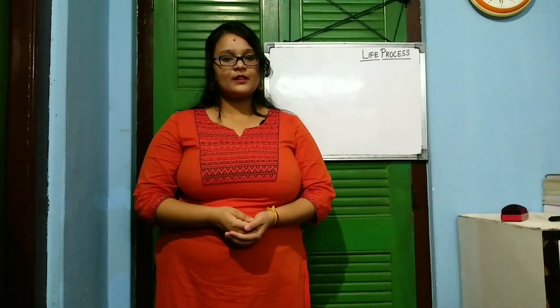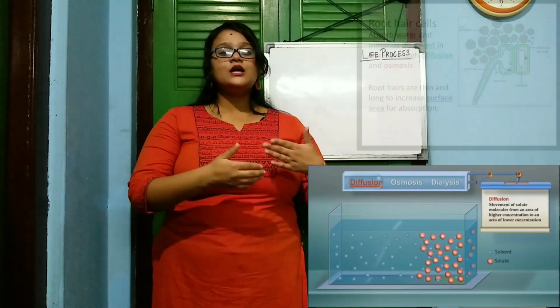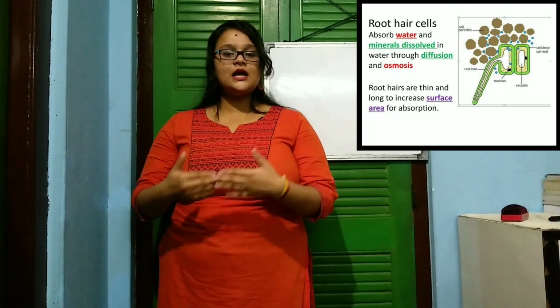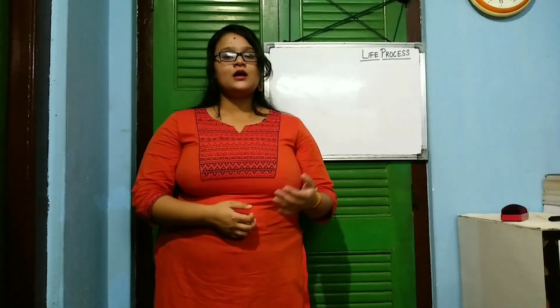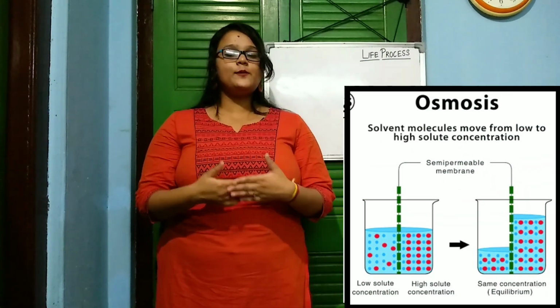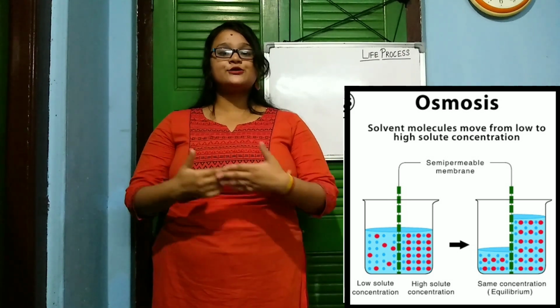Now, let us see how the movement of molecules takes place. The movement of molecules is seen through different processes. The first process is diffusion. Soil water and minerals move into the root hair cells by the process of diffusion. The next process is osmosis. This is the movement of water molecules from a higher region to a lower region through semi-permeable membranes.